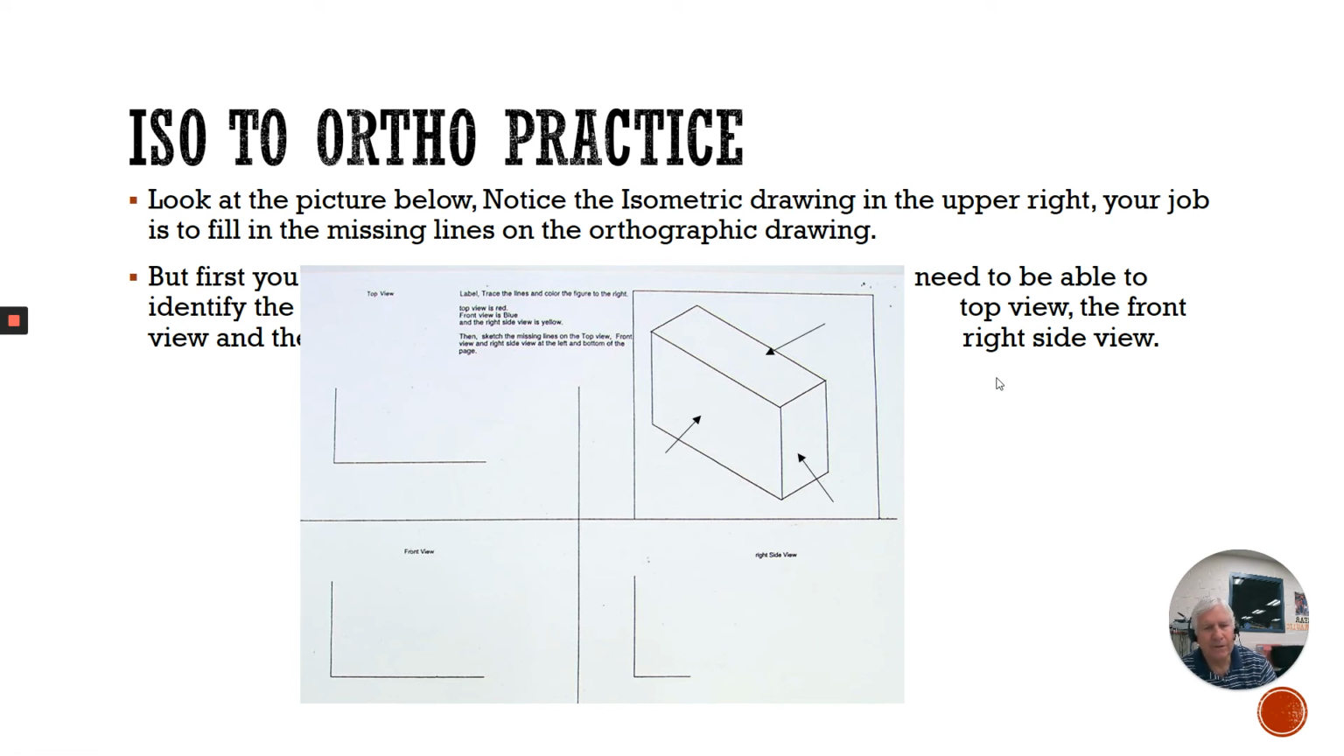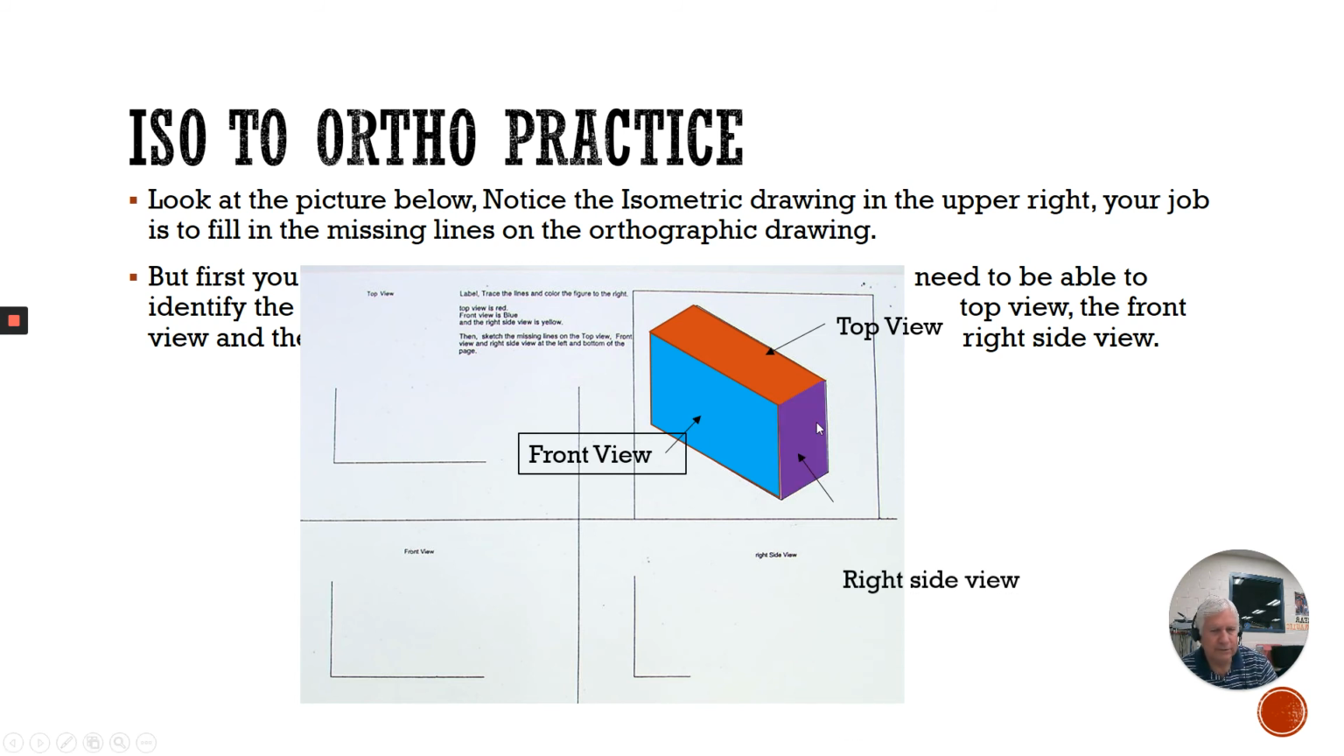So to do that, I'm going to color this in a little bit. You can see that that is the top view. This would be the front view, and this one would be the right side view. So if you notice here on the orthographics that I have left some lines out, your job would be, and will be on some other drawings, to fill in these lines that are missing.